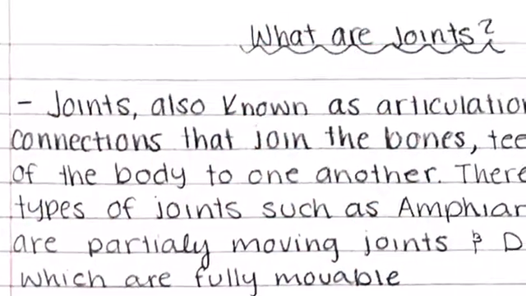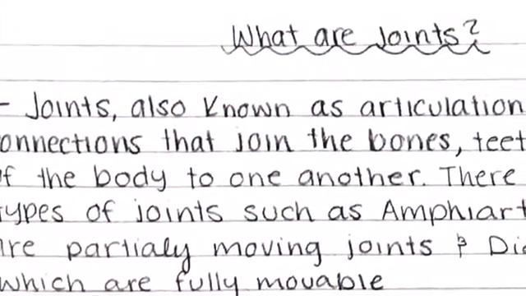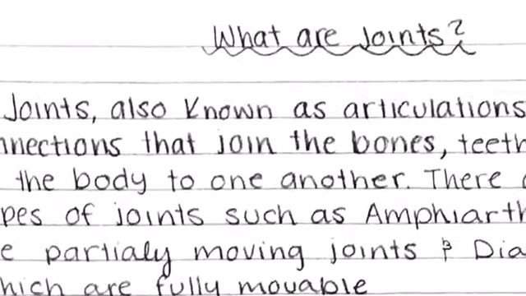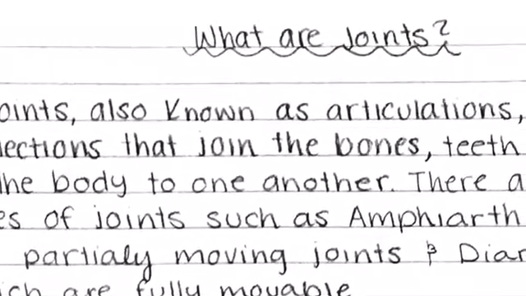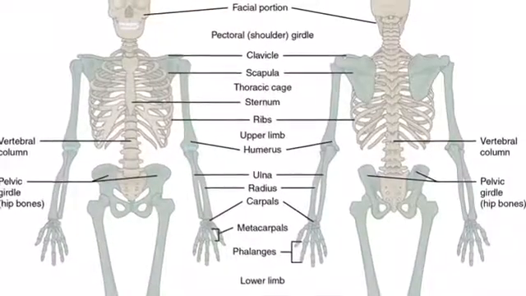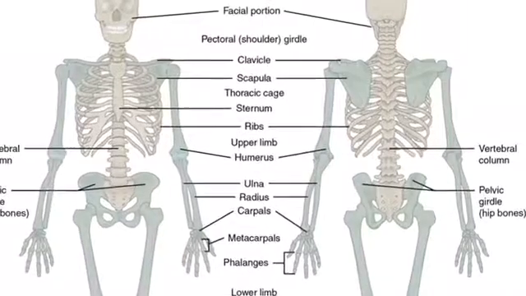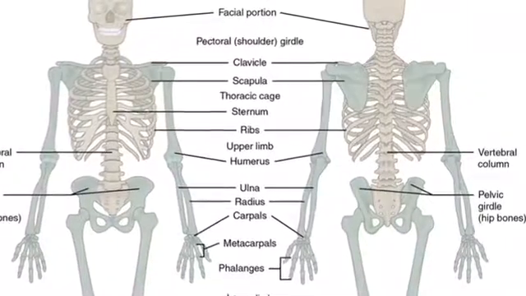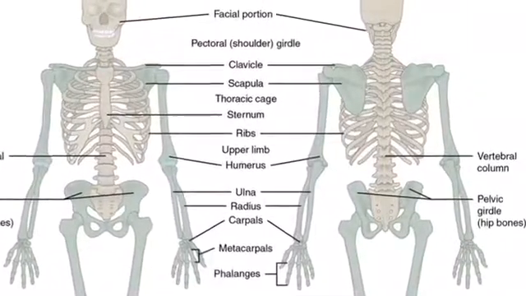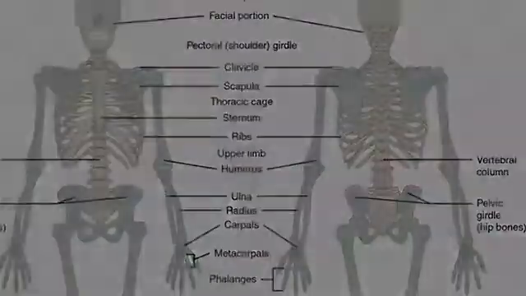Types of joints such as amphiarthrosis, which are slightly movable joints, and diarthrosis, which are fully movable. Did you know that the adult human body has 206 bones? The human hand, including the wrist, contains 54 bones, and the femur, or thigh bone, is the longest and strongest bone of the human skeleton.